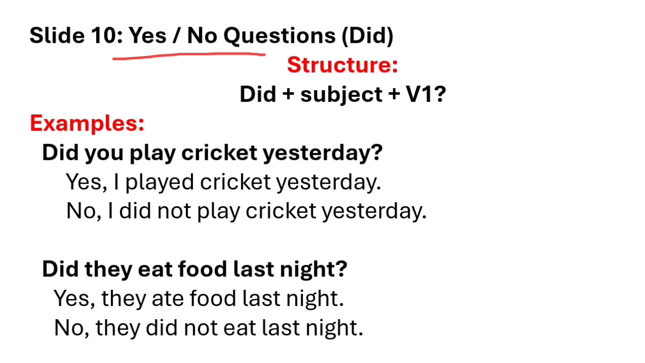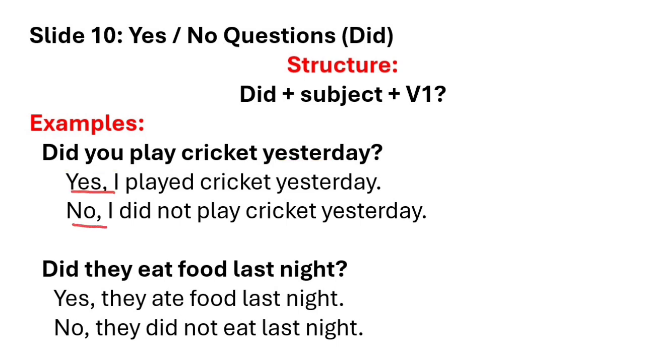Now let's see yes/no questions using did. So first we use did, after that the subject, and in the last the first form of the verb. So whenever we use did, we use the first form of the verb, okay? We don't use the past form. So example, did you play cricket yesterday? Okay, so what are the two answers? Why is this a yes/no type question? Because we can answer this question with yes or no.